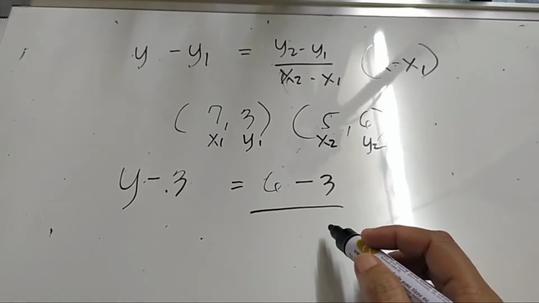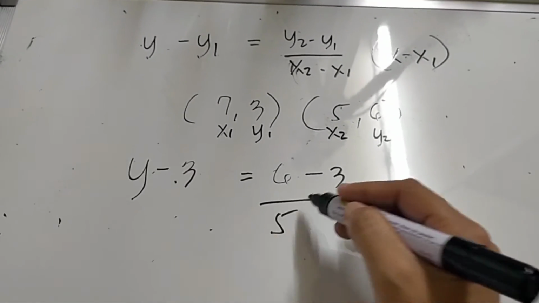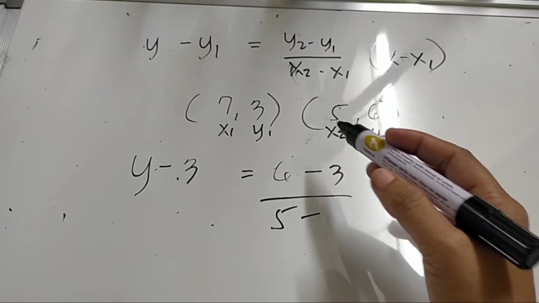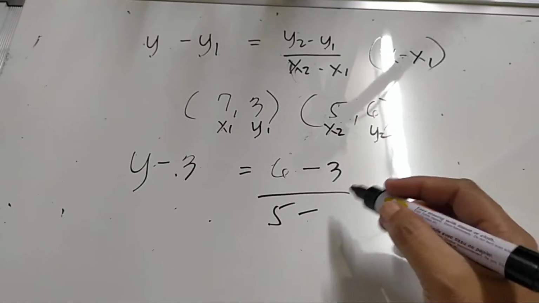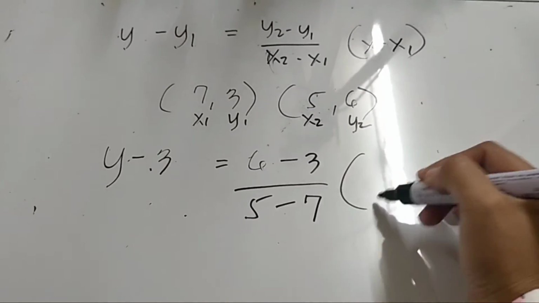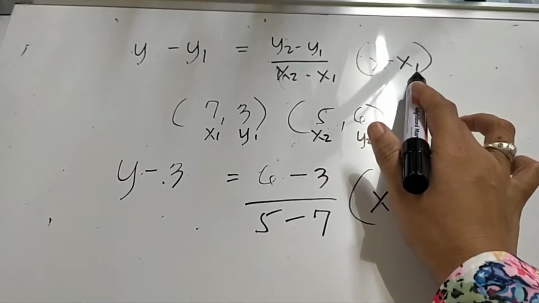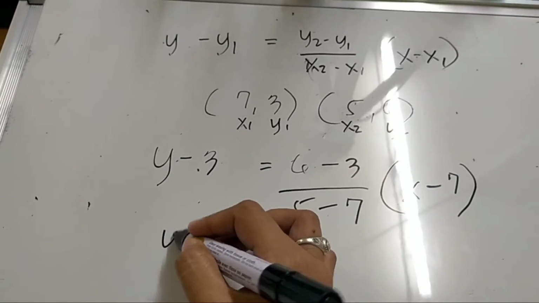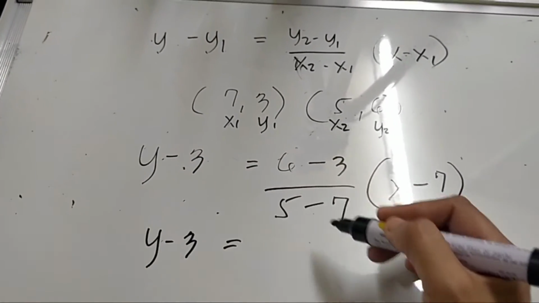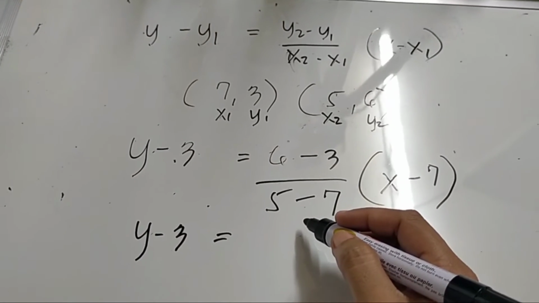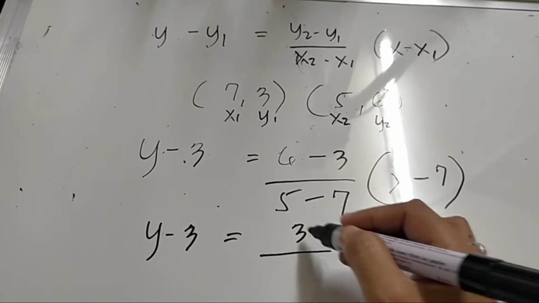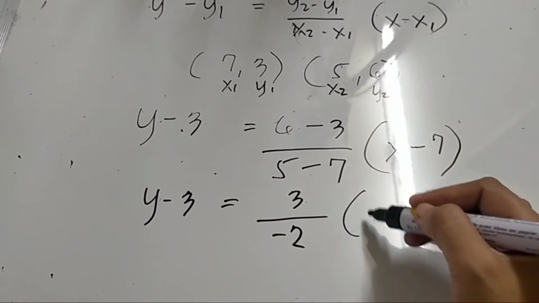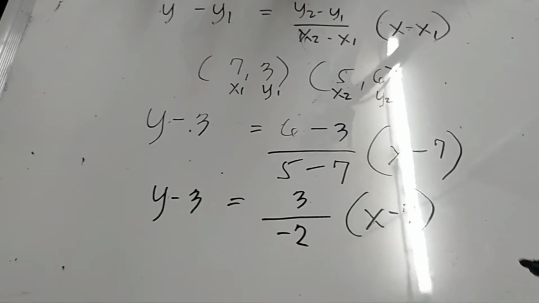And our x sub 2 is 5, and our x sub 1 is 7, times x minus x sub 1, which is 7. After that, we have y minus 3 is equal to 6 minus 3, which is positive 3, and 5 minus 7 is equal to negative 2, times x minus 7.